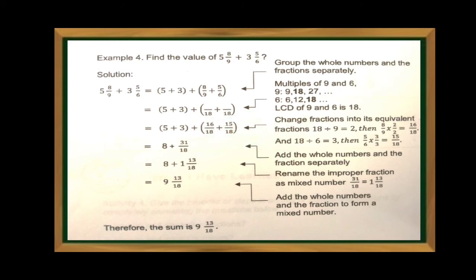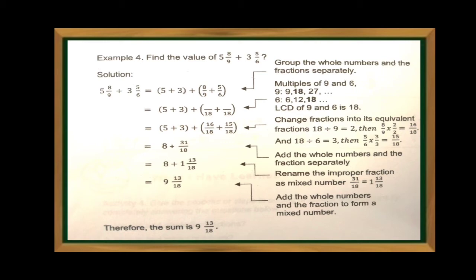So example number 4. Find the value of 5 and 8/9 plus 3 and 5/6. So again, we are going to follow the steps. So here is the solution. First, group the whole numbers and the fractions separately. So again, the given is 5 and 8/9 plus 3 and 5/6. So it becomes 5 plus 3 plus 8/9 plus 5/6.